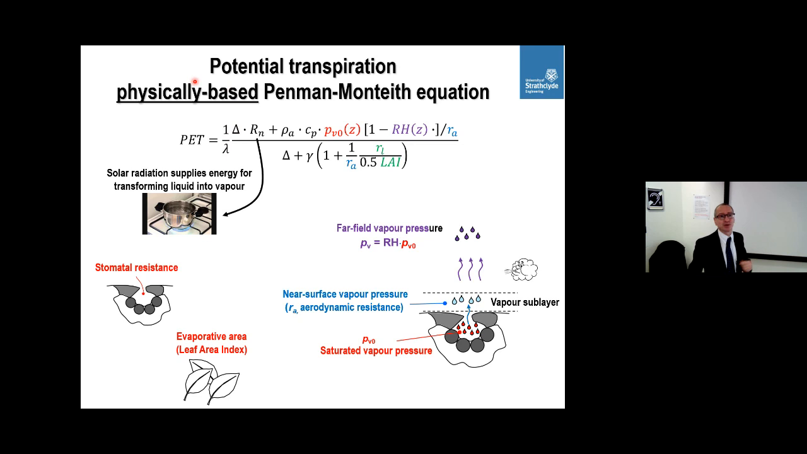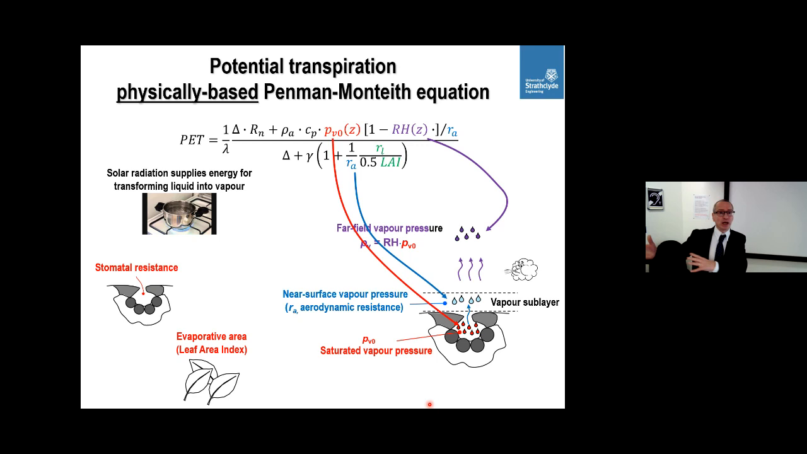Then you need the gradient in vapor pressure, the same way we need the gradient in hydraulic head when you look at the water flow in soils. So you have the vapor pressure in the leaf, that is the saturated one, this term here. You have the vapor pressure in the far field, but then you have the near surface vapor pressure that is controlled by the wind. So that's aerodynamic resistance. I'm not entering into the detail, but it's something that is controlling the real vapor pressure that is controlling the flow.